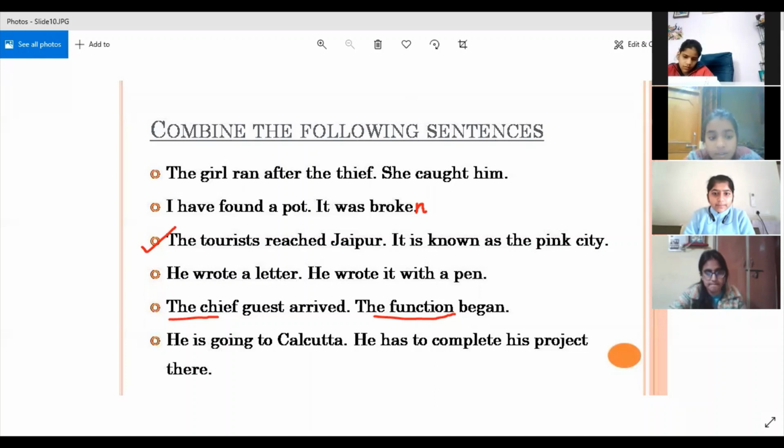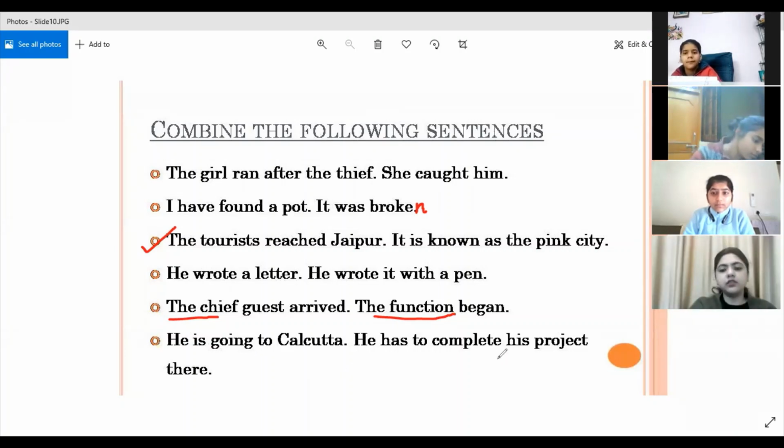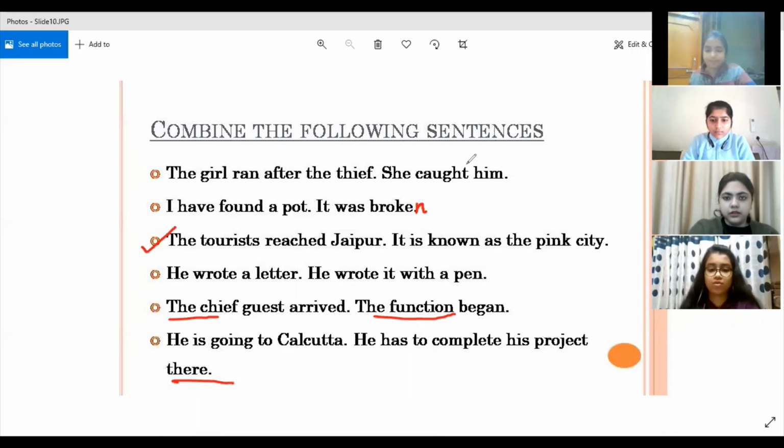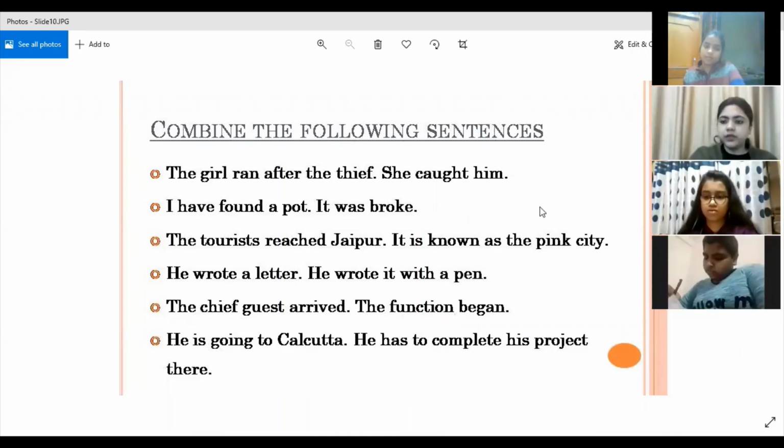Yes, yes. He is going to Calcutta to complete his project there. Very good. So you've used an infinitive over here. He is going to Calcutta to complete his project. Okay, to complete his project only. You will not be using "there." All right, so I hope this is clear to everyone. Please lower your hands.